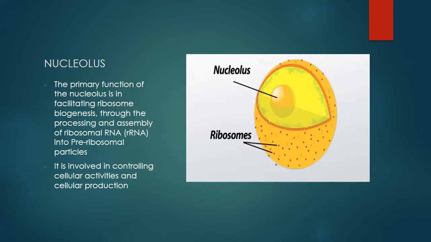Nucleolus. The primary function of the nucleolus is facilitating ribosome biogenesis through the processing and assembly of ribosomal RNA, or rRNA, into pre-ribosomal particles. It is involved in controlling cellular activities and cellular productions of the cell.